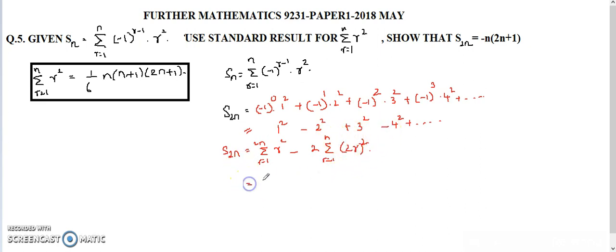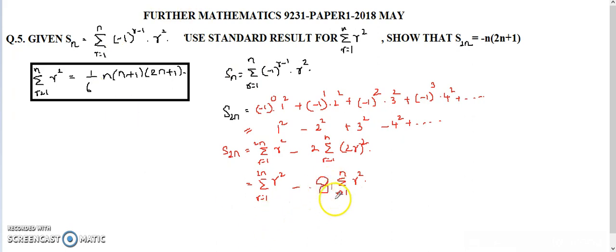Now I can further simplify this. Sigma r equal to 1 to 2n of r² minus 2 times this, the 2 squared I can take out of the summation sign. So it becomes 4 sigma r equal to 1 to n of r² again. So this 2 times 4 reduces to 8, right? So I'm writing 8 sigma r equal to 1 to n of r².